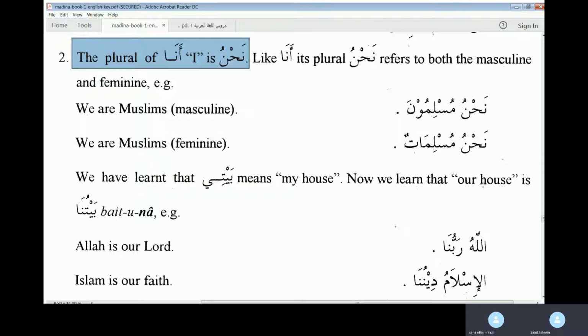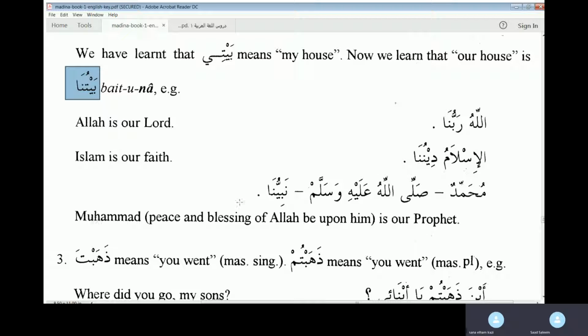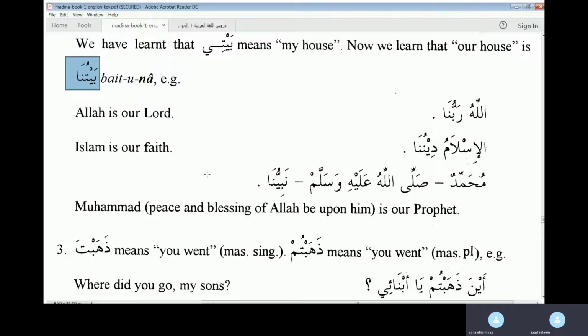We have learned bayti means my house. Now we learn that our house is baytuna. For example, Allahu rabbuna, Allah is our Lord. Al-islamu deenuna, Islam is our faith. Muhammadun sallallahu alayhi wa sallam nabiyuna, Muhammad, peace be upon him, is our prophet.